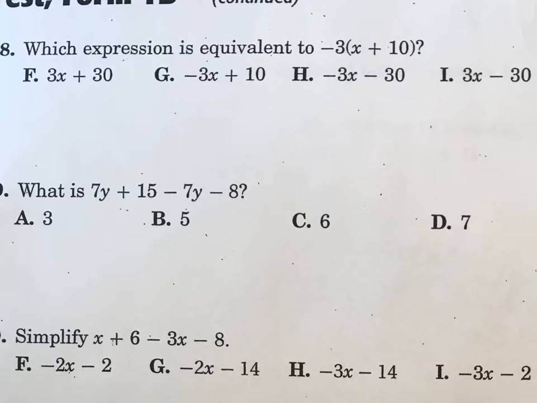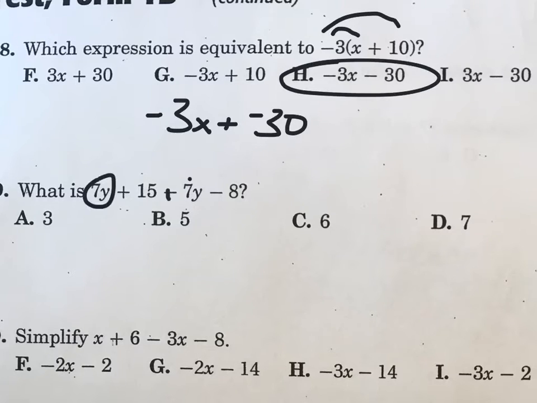For number 8, I'm guessing that it has to do with the distributive property, so I'm going to go ahead right away and distribute the negative 3 times x and then the negative 3 times 10. So negative 3x plus negative 30, and I'll look at those and I see right there, it's H.